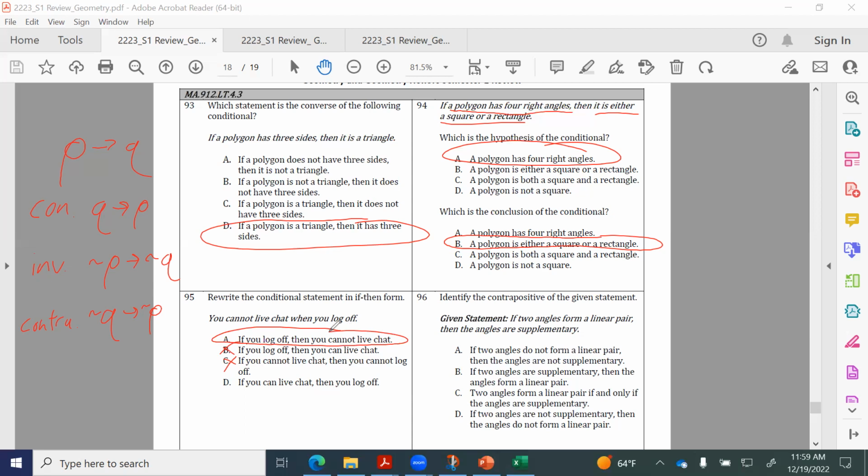96. Identify the contrapositive of a given statement. Given the statement, if two angles form a linear pair, then the angles are supplementary. For the contrapositive, we have to switch and negate it. So, if the two angles are not supplementary, then they do not form a linear pair. Let's see if we can find that. That means we switch and negate it. Good on those? All right, 97.